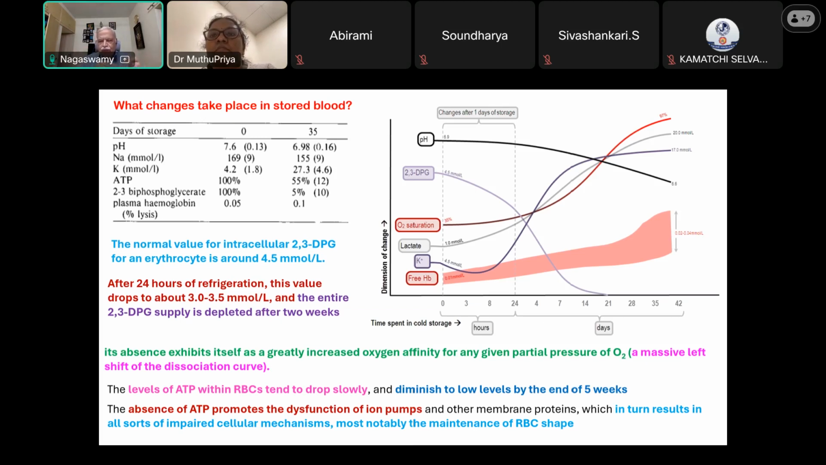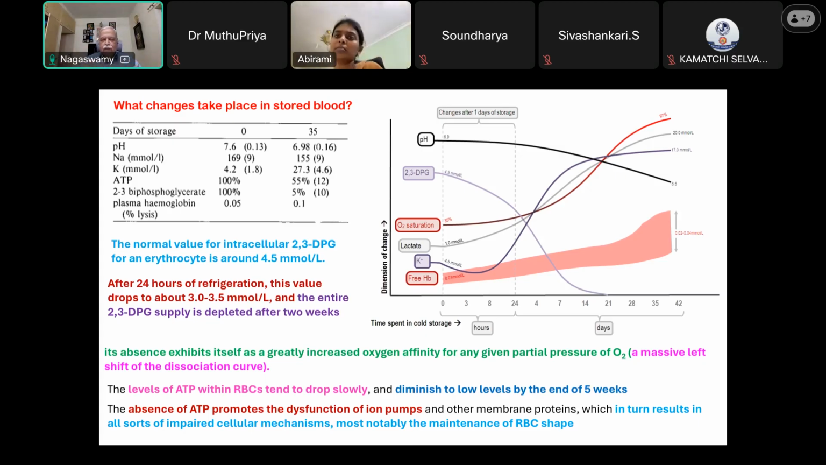On the contrary, with the biconcave nature of the RBC, even if you stretch it further and make it longer, it will not burst or lyse. And that is the way nature has made it beautifully, in such a way that it can elongate and navigate itself through the small channels of the microcirculation.